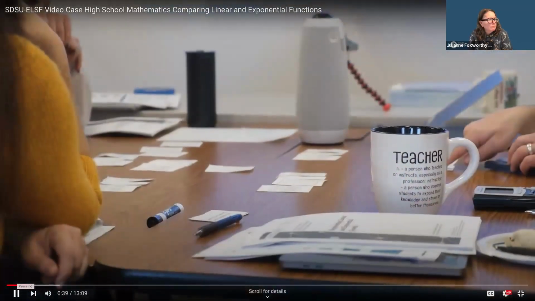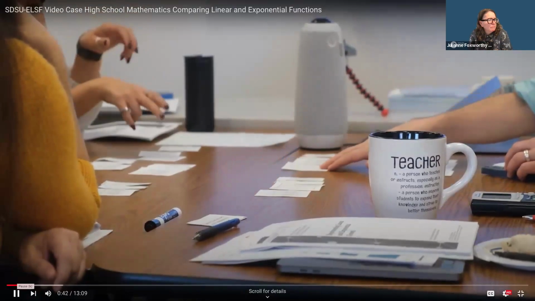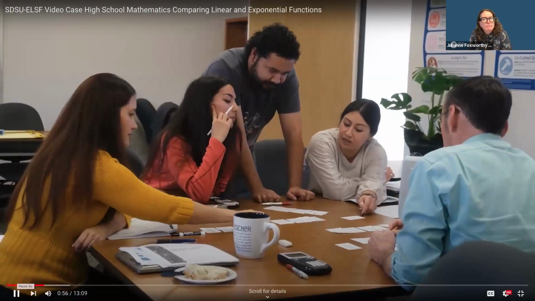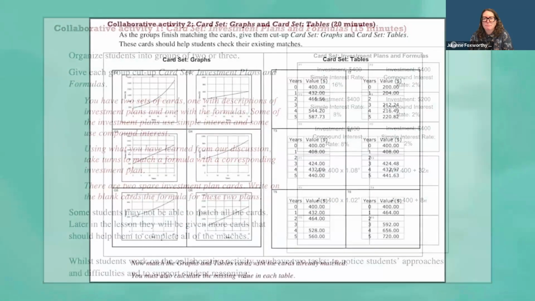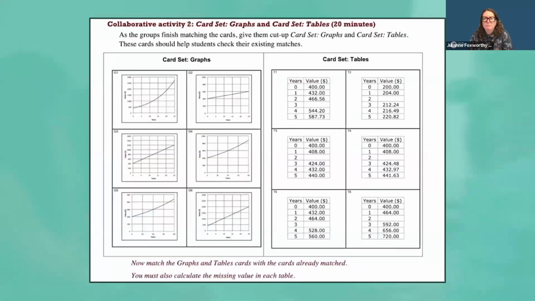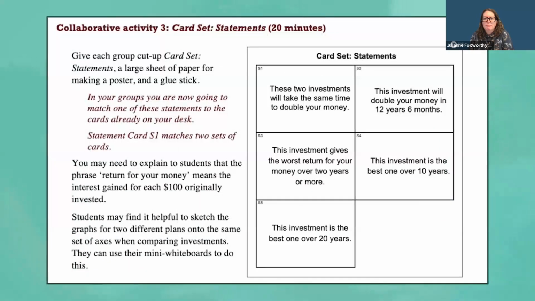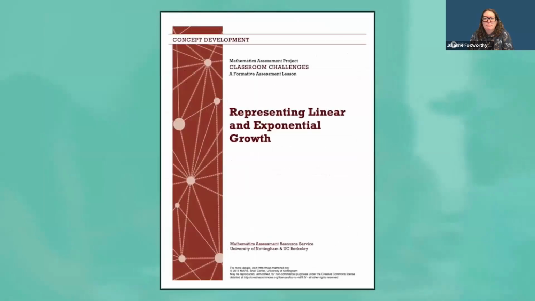The English Learner Success Forum and faculty from San Diego State University partnered with 3 teachers from the Chula Vista Learning Community Charter School to redesign a high school lesson that focused on comparing linear and exponential rates of change. The goal of the redesign project was to highlight how teachers using high-quality instructional materials can create opportunities for multilingual students to learn robust mathematics. In this sequence of lessons, the teacher's goal was to have the students do the card sort activity in the formative assessment lesson, representing linear and exponential growth, from the mathematics assessment project.